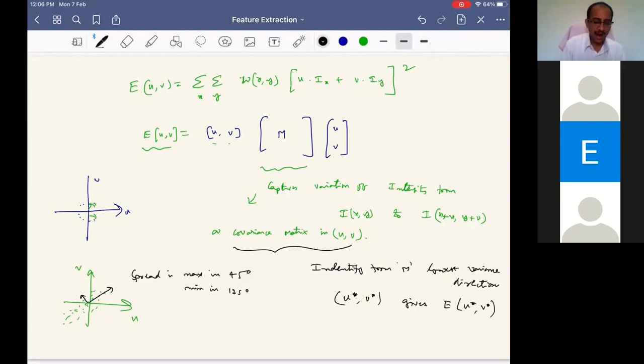Now the question is, how do I identify the lowest variance? If I give you some data like this, it is similar to having variation in different directions of U and V, for different shifts of U and V. If I give you data like this, how do I identify the direction in which the spread is minimum or maximum? Any answer to this? Anybody knows how to identify this?